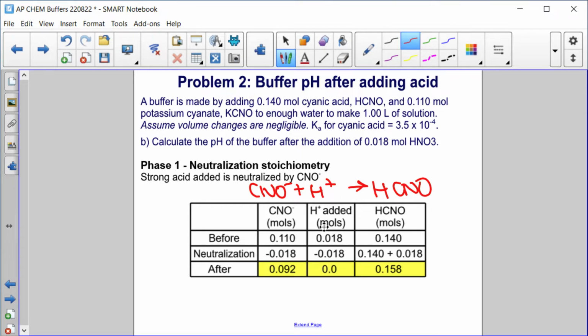And then we start out with all of our strong acid, 0.018. Now, all of that is neutralized by this base, leaving behind 0.092 moles of the base. In doing so, we produce the acid, so we increase that amount to 0.158. Keep in mind, the moles are equal to the moles per liter in this case. So we're going to use these as our concentrations in subsequent steps.